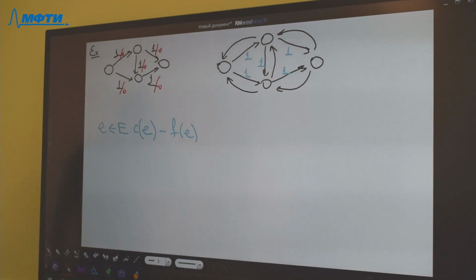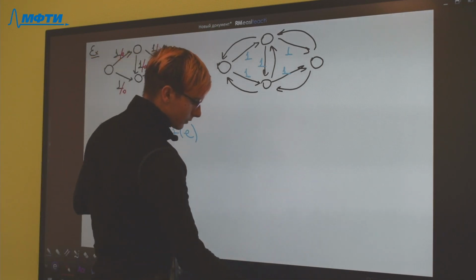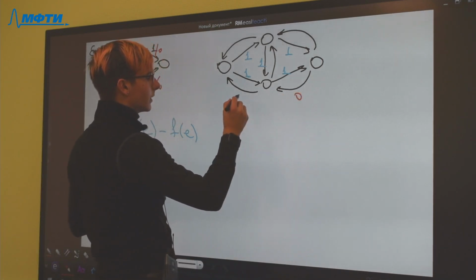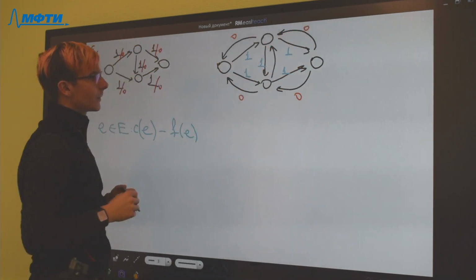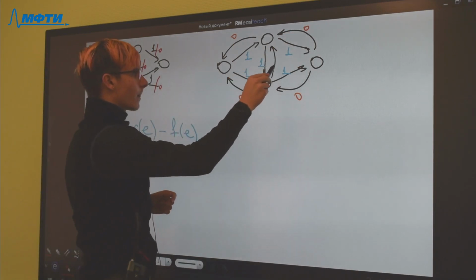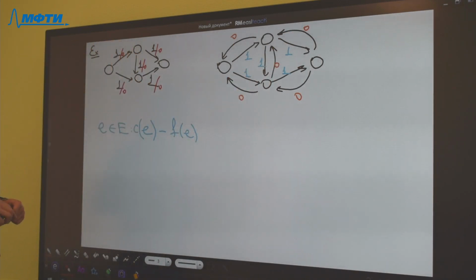And in the other direction, I need to do the same, but of course, I say that the capacity of these edges is equal to 0. So I write these numbers on the edges, and this too. And I say that these are the capacities of edges in the new graph that we name a residual network. Okay?